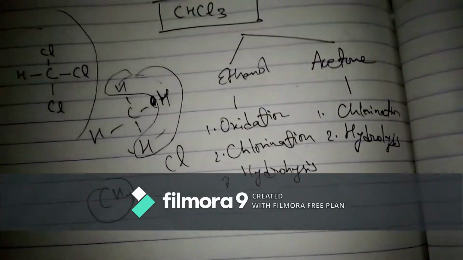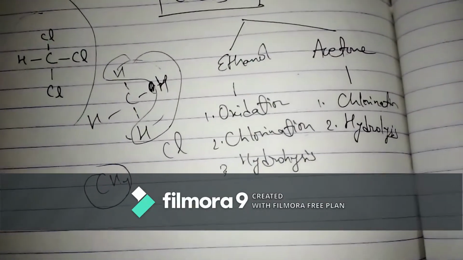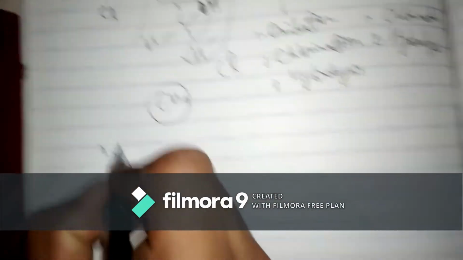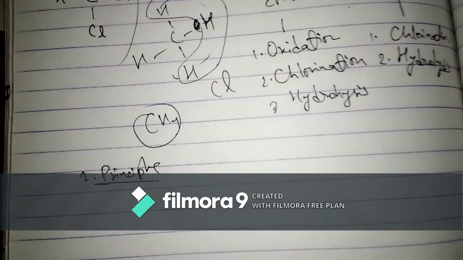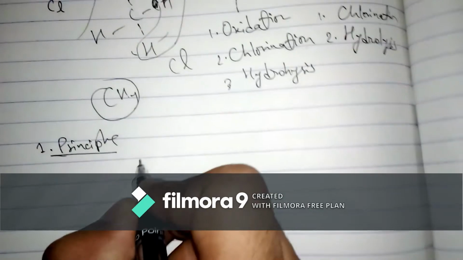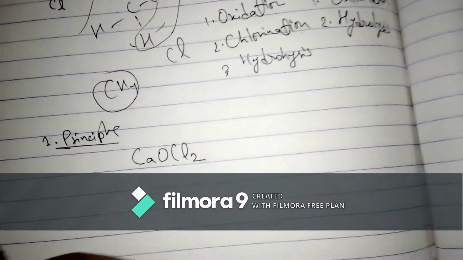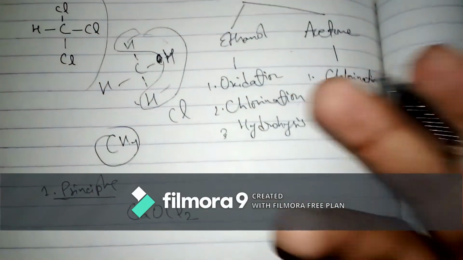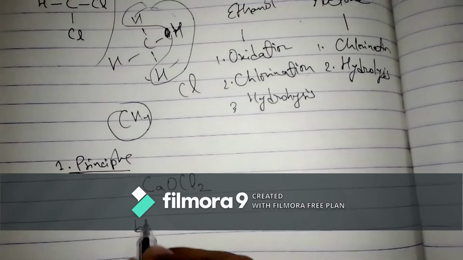So we'll go stepwise. When you're told to write about the laboratory preparation of chloroform, first we'll write the principle. And the principle is that it is prepared by heating ethanol or acetone with a paste of bleaching powder. In this process, first of all, this is the formula for bleaching powder. You need to remember the molecular formulas of each and every molecule: ethanol, acetone and bleaching powder. This is the bleaching powder, CaOCl2.